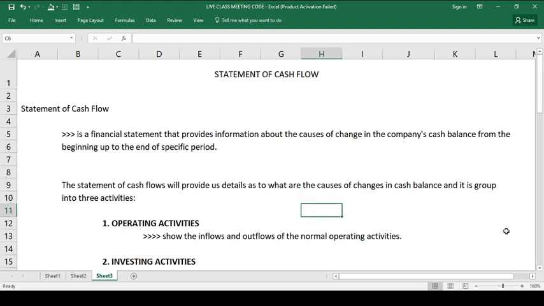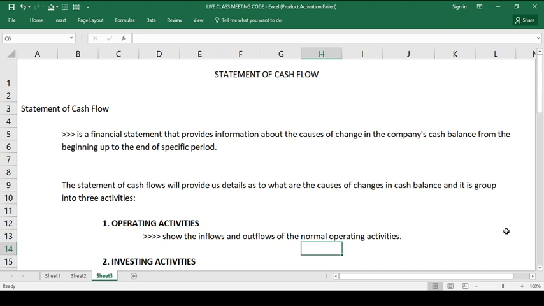We have, number one, the operating activities. Ano po yung sinasabing operating activities? Operating activities shows the inflows and outflows of the normal operating activities. Ibig sabihin po nun, operating activities are those activities that are normal with the business organization. Ano po yung normal na activities in a particular business organization? It will depend on the business model of a particular business.